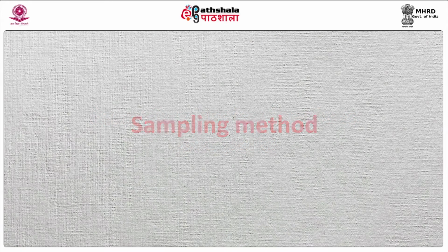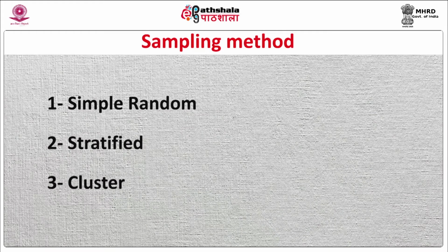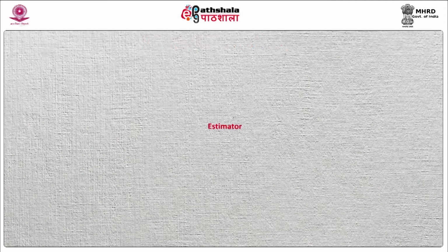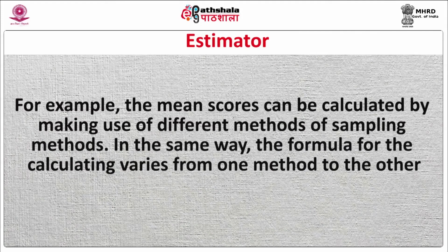First, the sampling method. It cites the procedures through which only a few ingredients from the whole universe participate in the sample. The most commonly used methods of sampling are simple random, stratified, and cluster sampling. Second is the estimator. The process of estimation for the calculation of statistics taken from a sample is called the estimator. Different kinds of estimators are used under different sampling methods. For example, the mean scores can be calculated by making use of different methods of sampling. In the same way, the formula for the calculation varies from one method to the other.